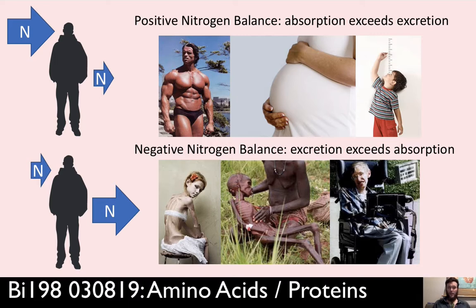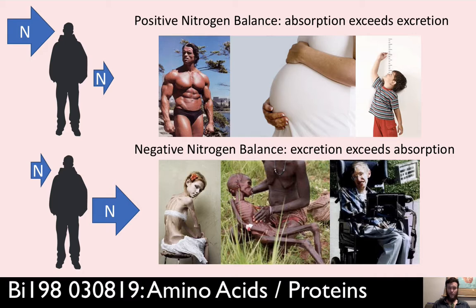On the other hand, a person in negative nitrogen balance is somebody who's losing nitrogen. The nitrogen that's being excreted from their body in their urine exceeds the nitrogen that they're absorbing through their diet. Some examples of that would be a person with anorexia nervosa that you see there in the first diagram. This is a person who is losing nitrogen, losing protein. Their body is breaking proteins down because they're not eating enough.